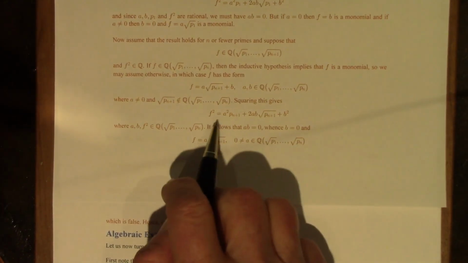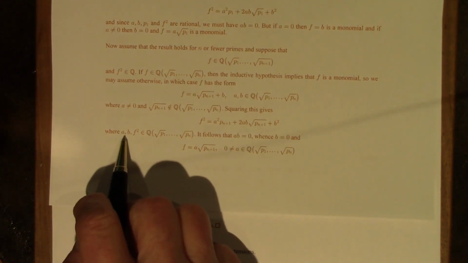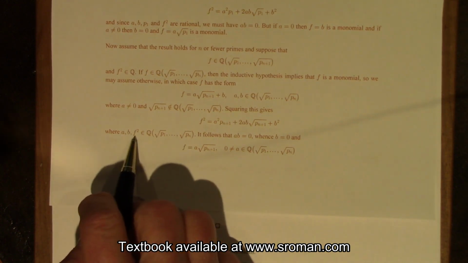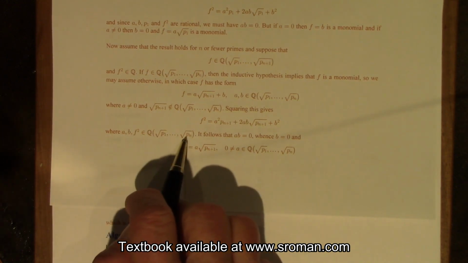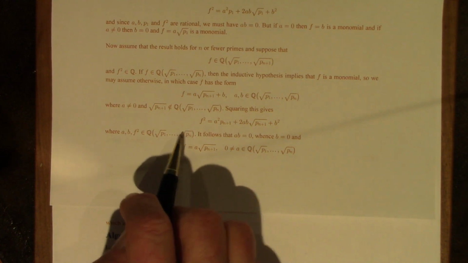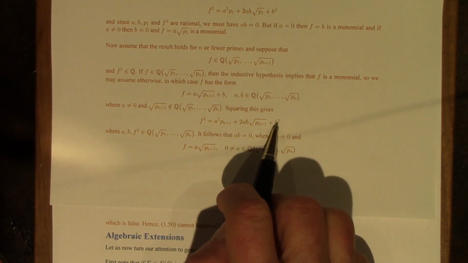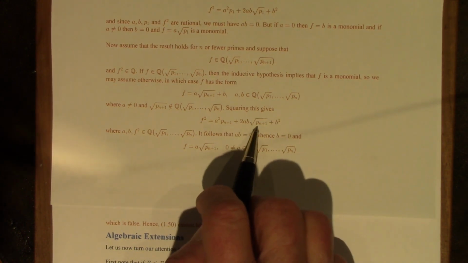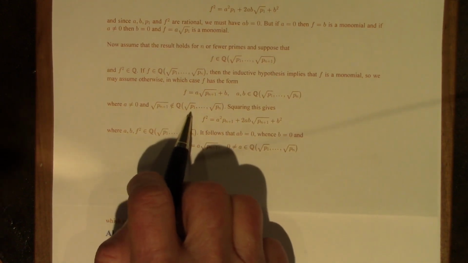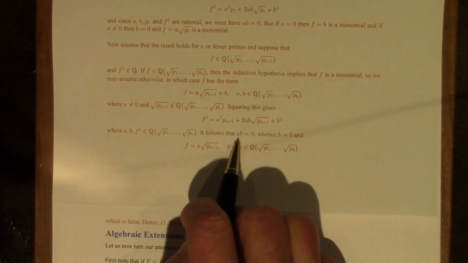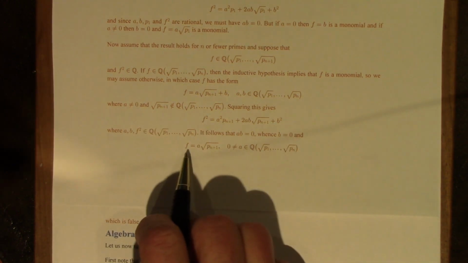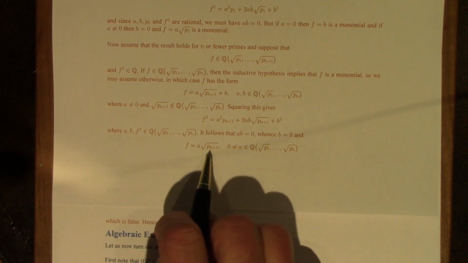Squaring this gives this equation. A and b belong to the smaller field. F squared is rational and so belongs to this field. So f squared, this term, and this term belong to the smaller field. Square root of Pn plus 1 does not belong to the smaller field. Therefore, AB has to be 0. And since A is not 0, B has to be 0, and F is equal to A square root of Pn plus 1.